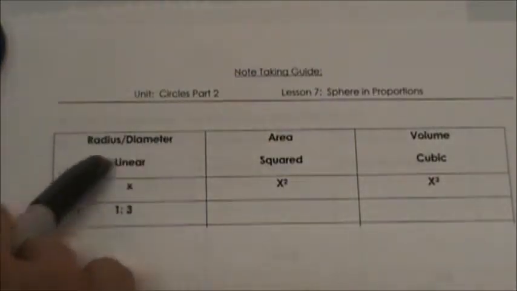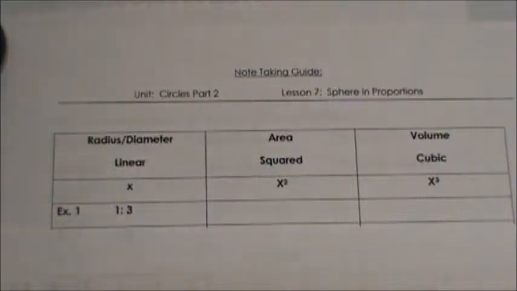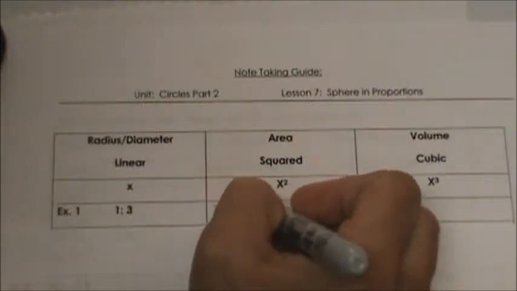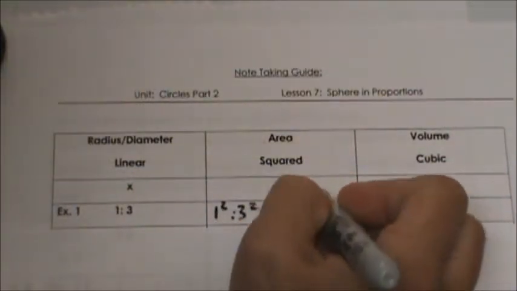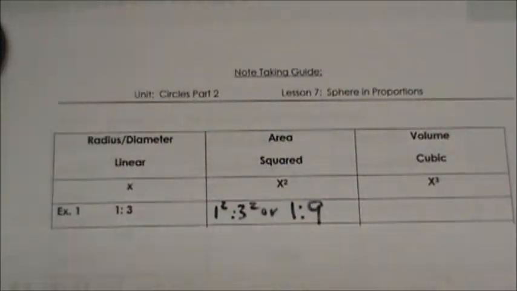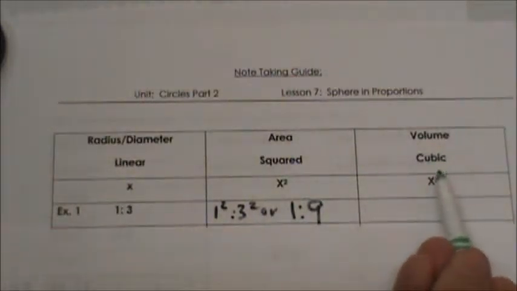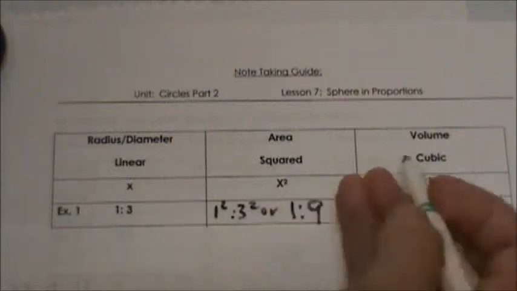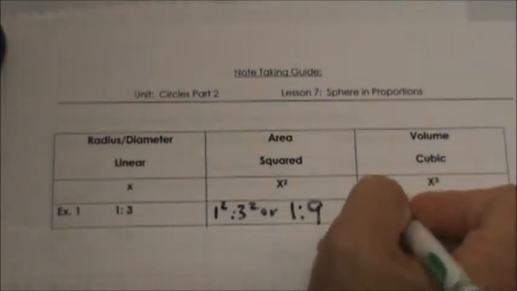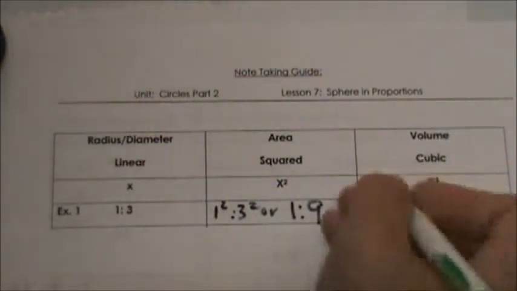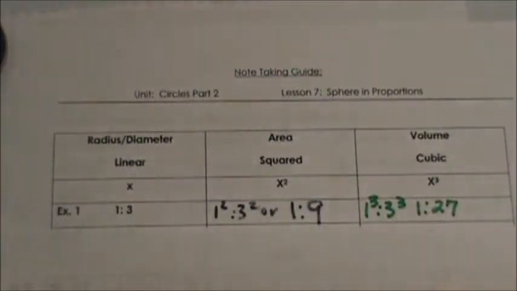So if the radius or the diameter are in a 1 to 3 relationship, the areas are going to be in the 1 squared to 3 squared, or 1 to 9 ratio, because we're going to square it. Now to find the ratio of the volumes, we're going to go back to the original linear measurement and cube them. So instead of 1 to 3, we have 1 cubed to 3 cubed, which is 1 to 27. So the volumes are going to be in a ratio of 1 to 27.